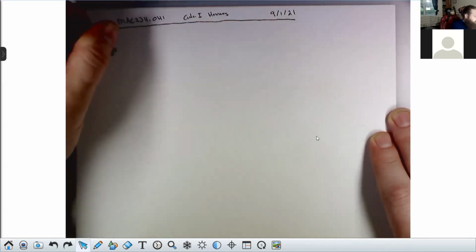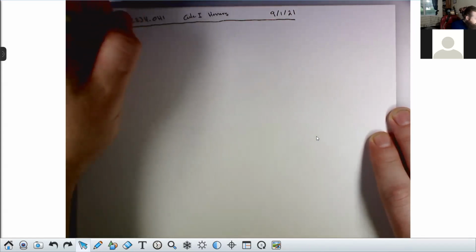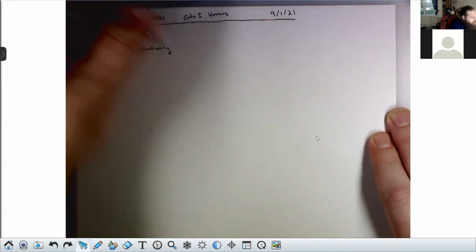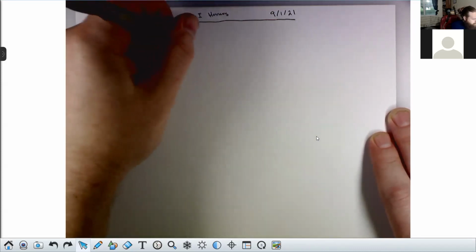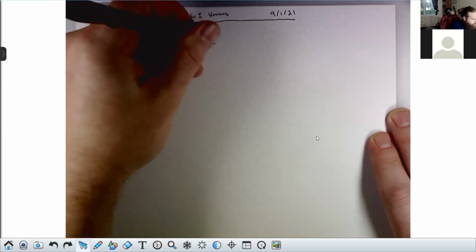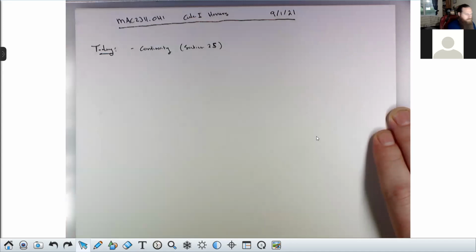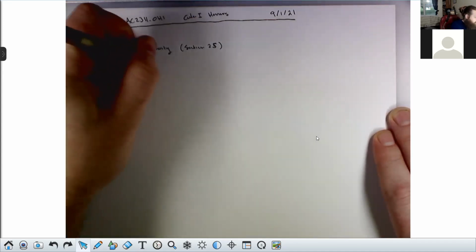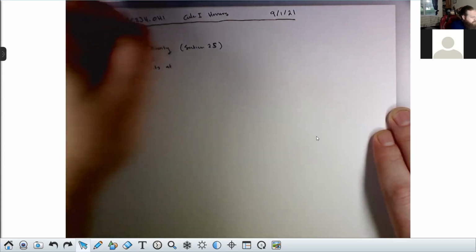We have two sections to cover today. First, we want to talk about continuity, which is a big deal. We're going to see exactly what it means to say a function is continuous. And we're also going to talk about limits at infinity.